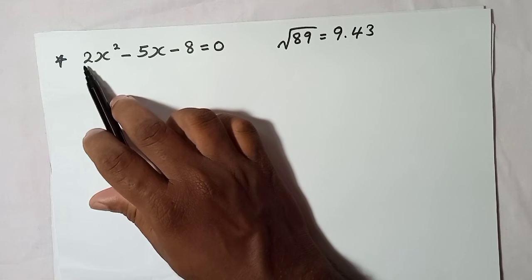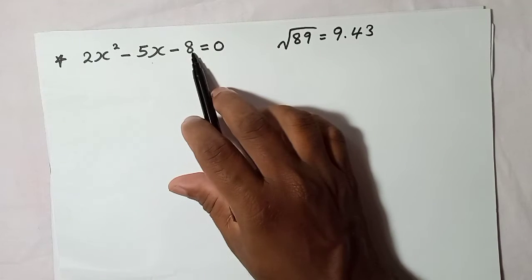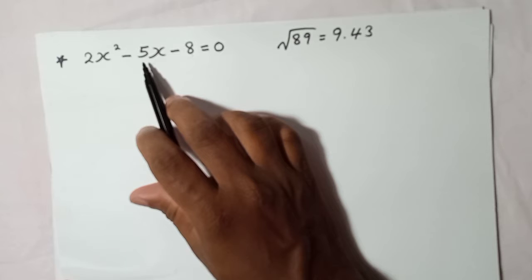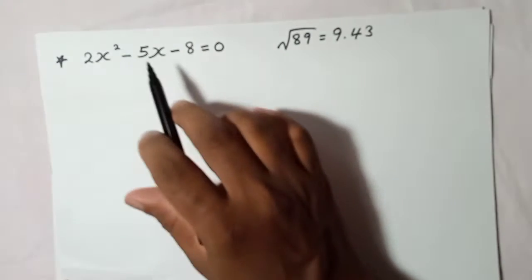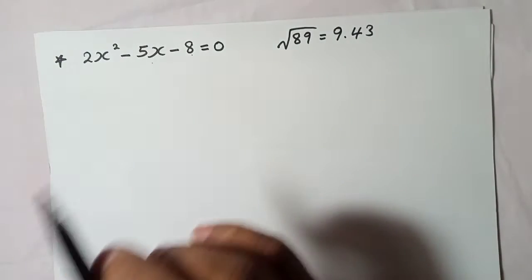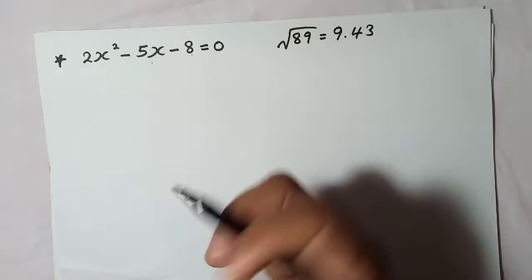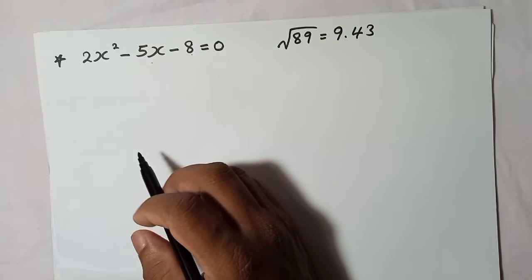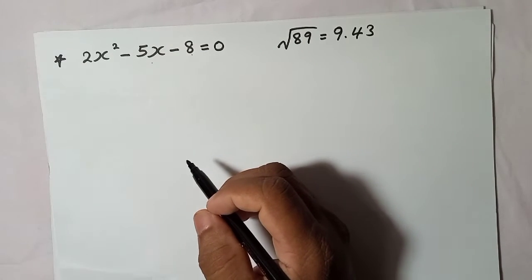If you need to make it 1, you should divide by 2. So you should divide this one by 2, this one by 2, this one by 2. When you divide by 2, it will be a decimal, right? So that's why when you have this type of situation, it's better to use the quadratic formula. But here we have to learn completing the square, so I will show you this question with the completing the square method.